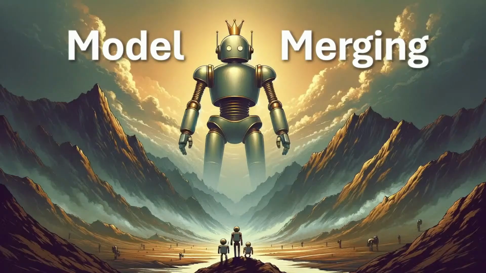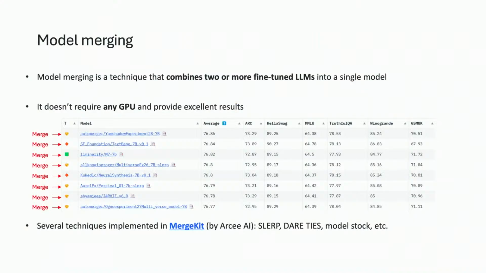Let's talk about model merging now. Model merging is the idea that you can take the weights of different fine-tuned models and combine them together. So you can leverage what the open source community has produced on the Hugging Face hub, for example. It doesn't require any GPU, so it's super efficient, and it provides excellent results.